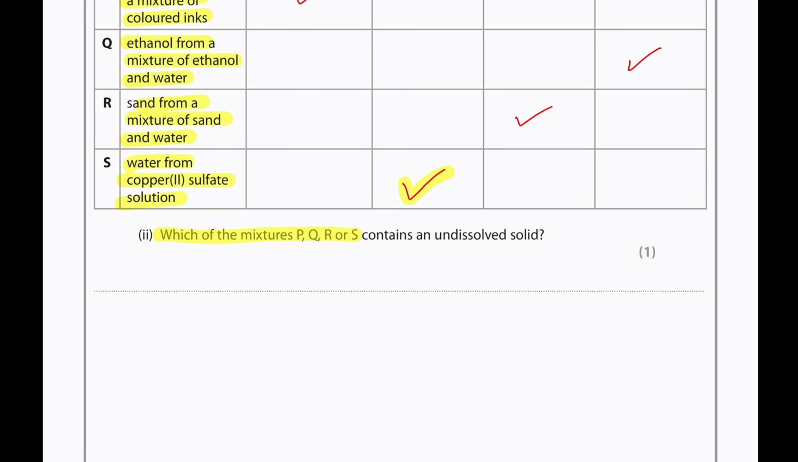Which of the mixtures P, Q, R, S contains an undissolved solid? We can see an undissolved solid is present in sand, so R.